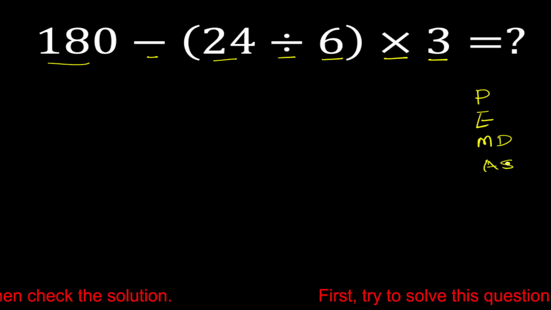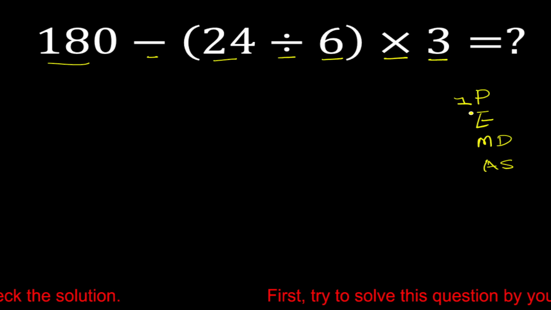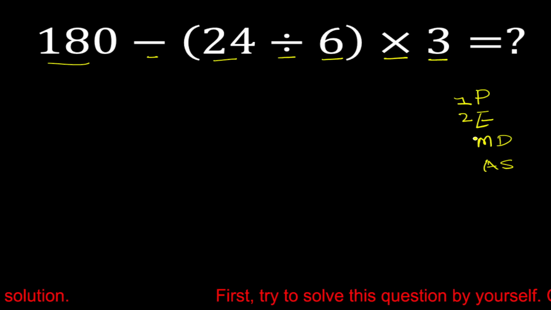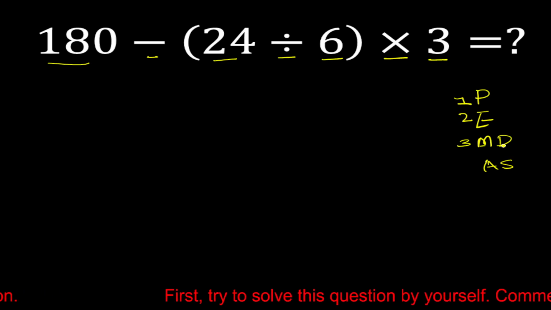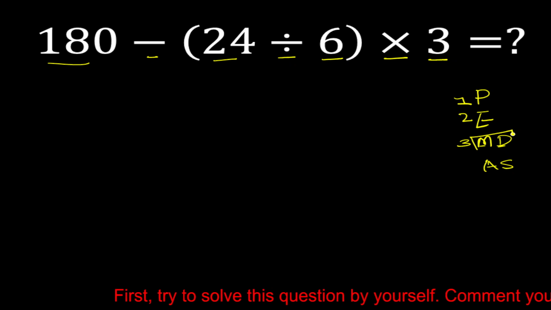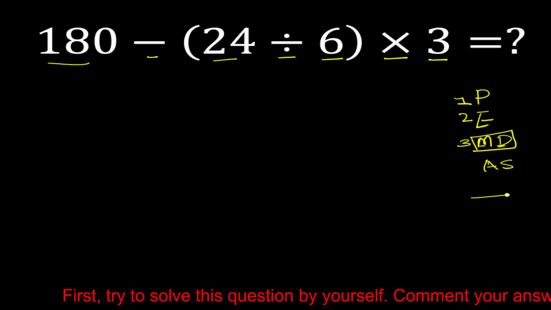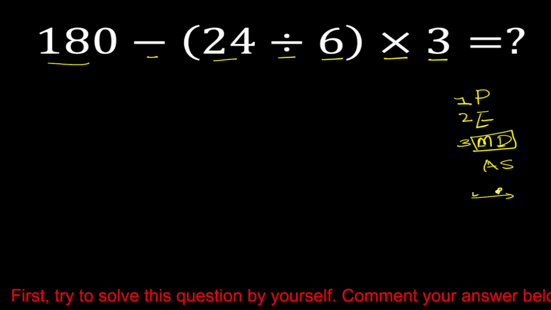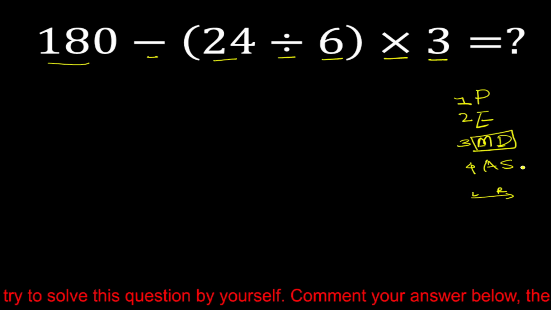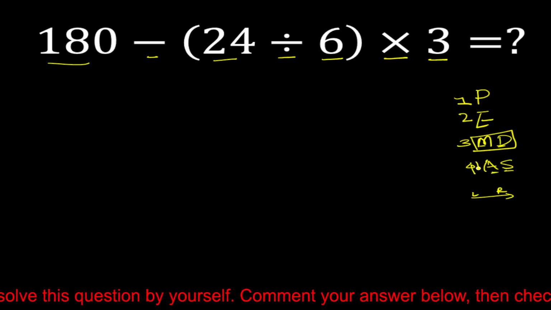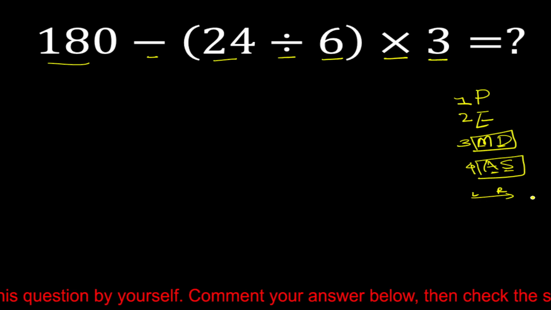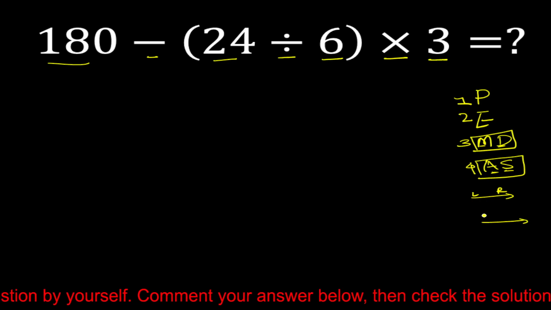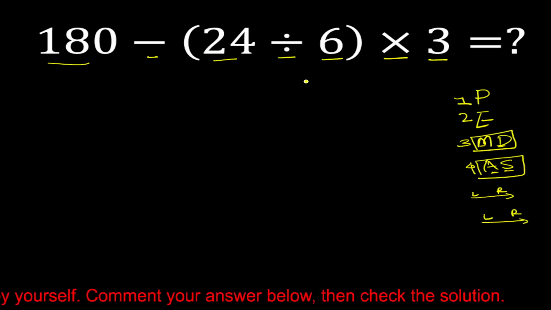PEMDAS. According to PEMDAS, first priority is parentheses, second priority is exponents, third priority is multiplication and division. Here multiplication and division both have equal priority, so we have to solve them from left to right. Fourth and last priority is addition and subtraction. Also addition and subtraction both have equal priority, so we have to solve them from left to right, okay?